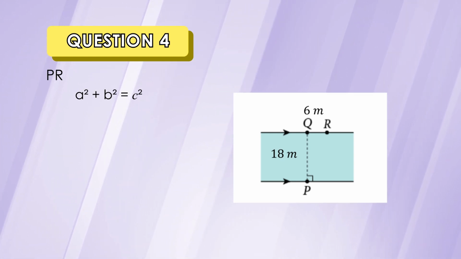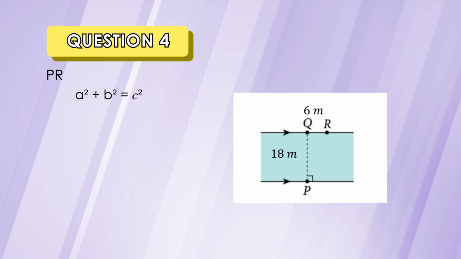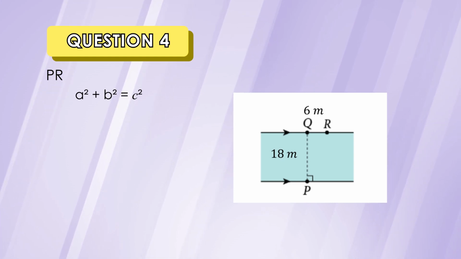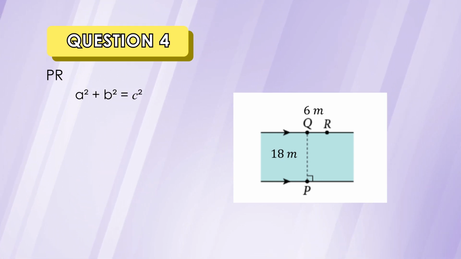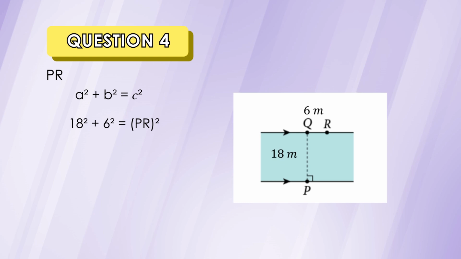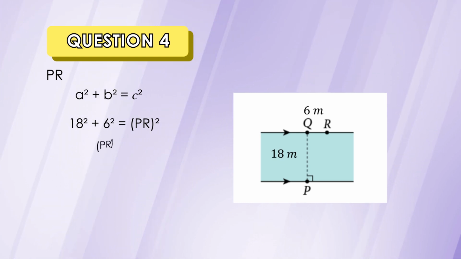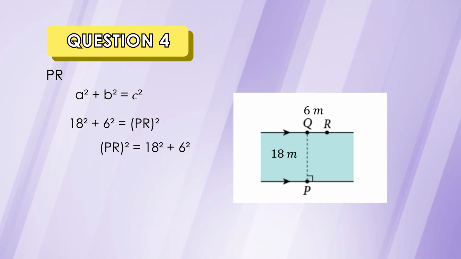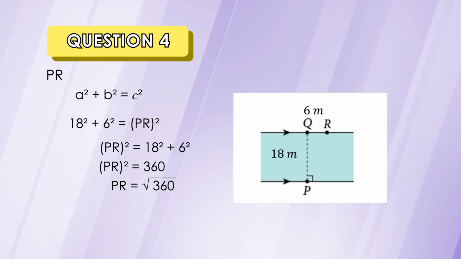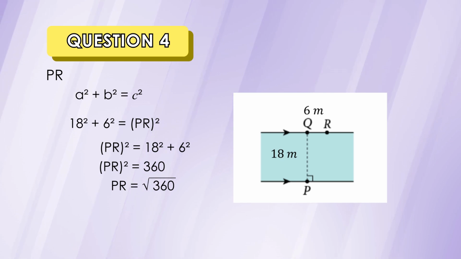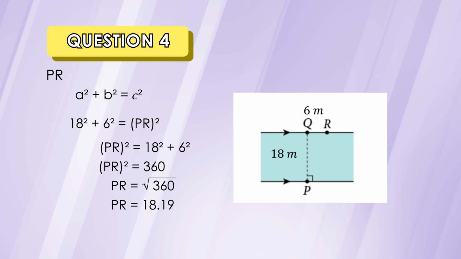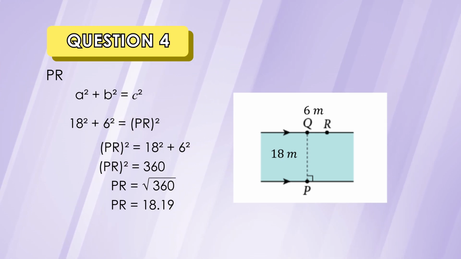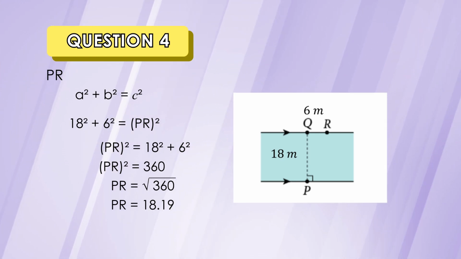The diagram PQR is a right-angled triangle, and PR is the hypotenuse. So, we substitute the given values in the Pythagorean theorem. PR squared equals 18 squared plus 6 squared. PR is the square root of 360. As a result, PR is 18.97, correct to 2 decimal places.